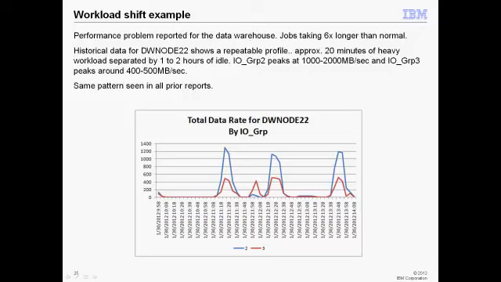Jobs are taking 6 times longer than normal. Historical data for DW node 22 shows a repeatable profile. Approximately 20 minutes of heavy workload separated by 1 to 2 hours of idle. I/O group 2 peaks at approximately 1 to 2 gigabytes per second, and I/O group 3 peaks around 400 to 500 megabytes per second. This same pattern can be seen in all reports prior to the reported impact.